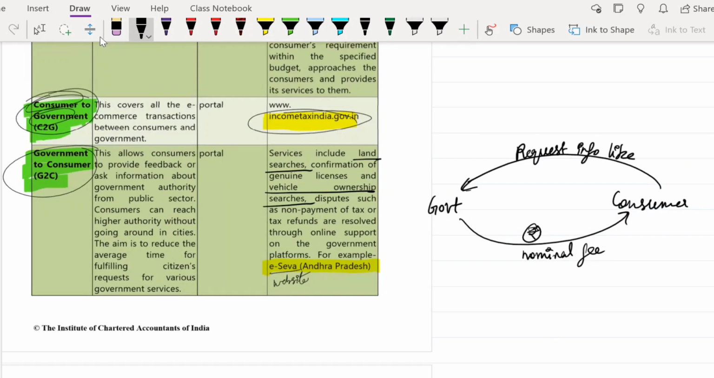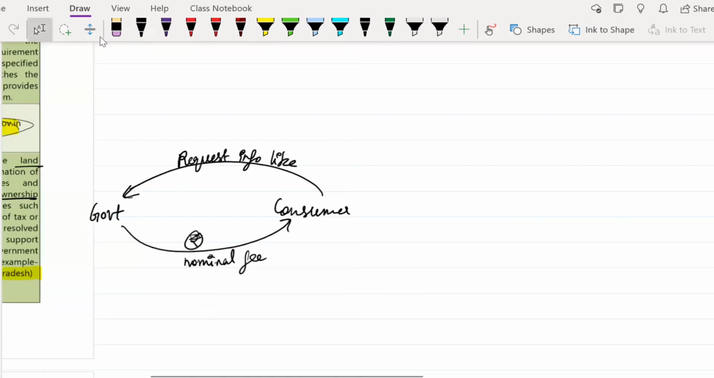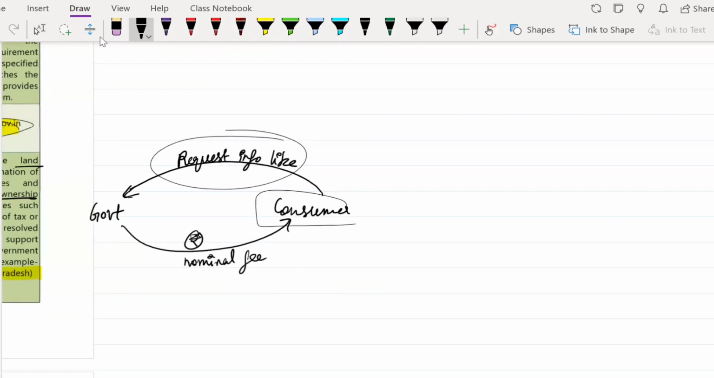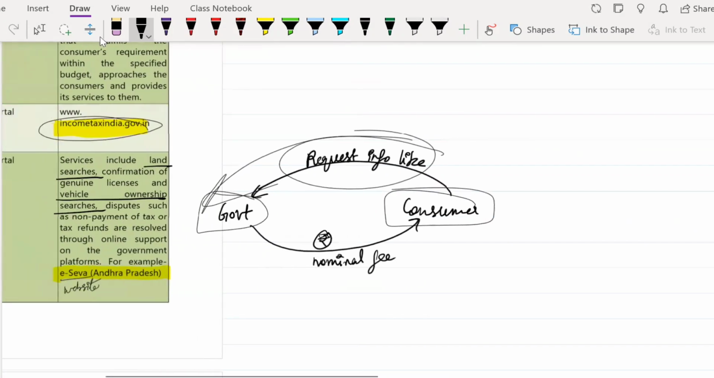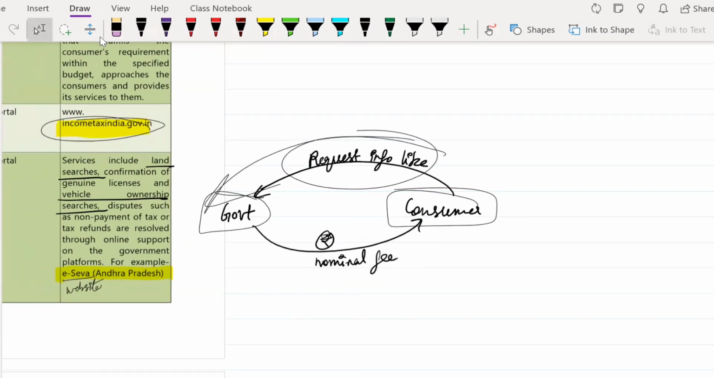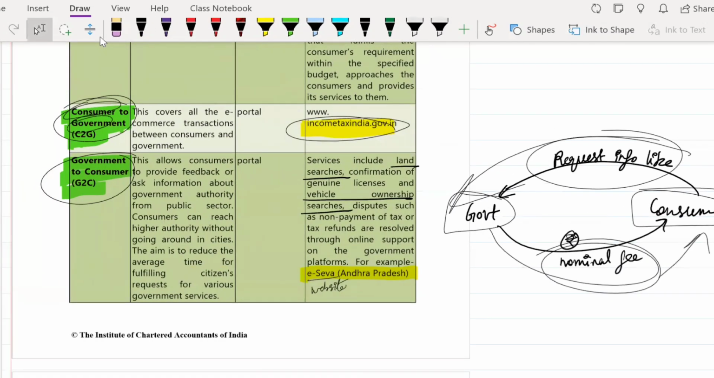When is it government to consumer? Usually consumers can, suppose there is a vehicle and you don't know who is the owner of that vehicle, you can request the information. The consumer can go to the government and request information, like you want to know who is the owner of the vehicle, or who is the owner of this land, or where this land is. So like that, a lot of services government is also providing to us. Government will charge a nominal fee to us and provide us that information. So this is nothing but the government providing value to us. So it is government to consumer.